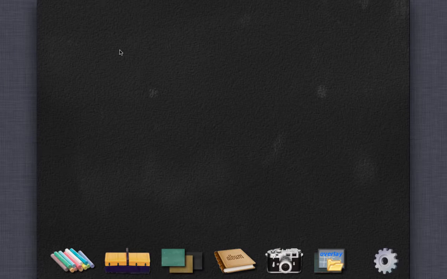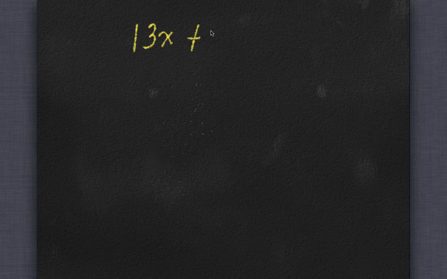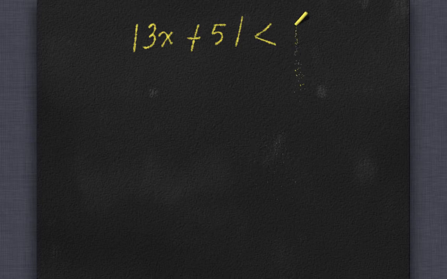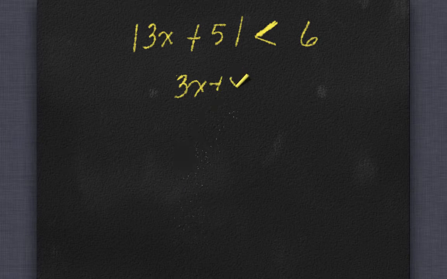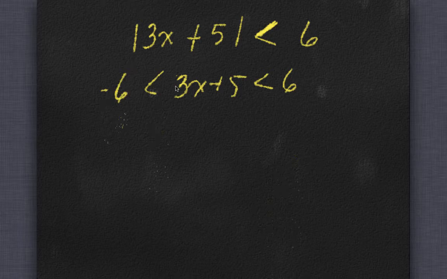So what if I have this? Because it's a less than, I have an and. I can write it all in one thing, or I can write it with an and. I prefer to write it all in one thing. So whatever's under there is already isolated, so I can just go ahead and do that part.